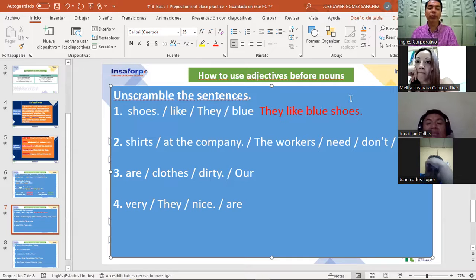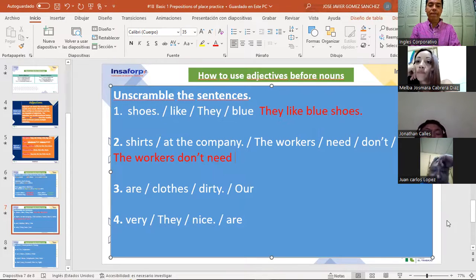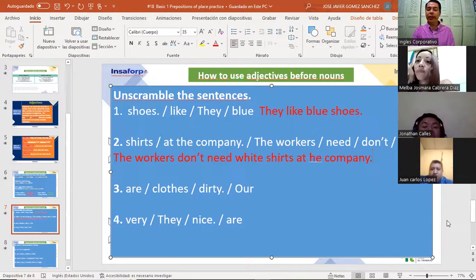Next one, please. Volunteers, number two. Hello, hello, volunteers. No puede ser, vamos. Help me, please. The workers. Don't need. Why shirts at the company? Why shirts? Shirts. At the company. Okie dokie, Melba. Thank you.